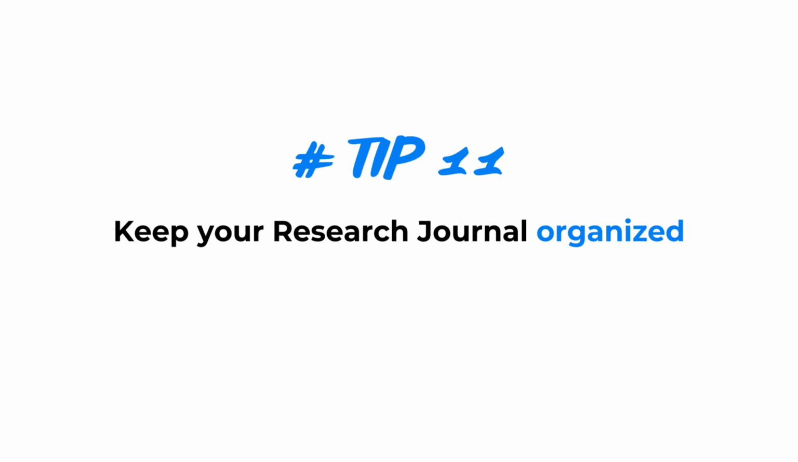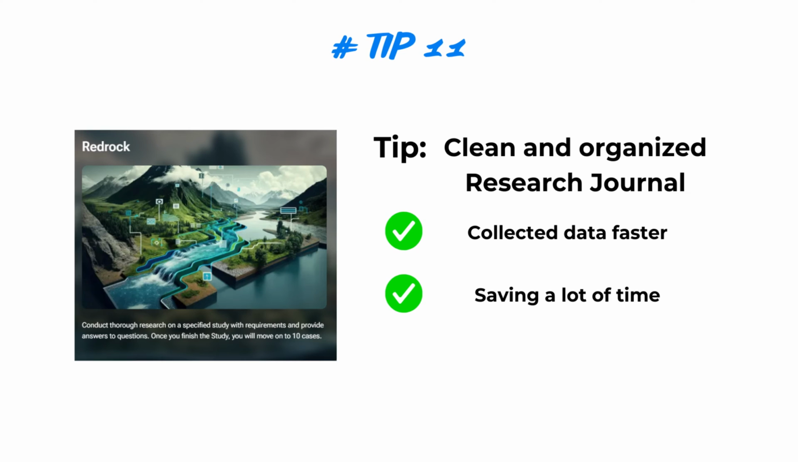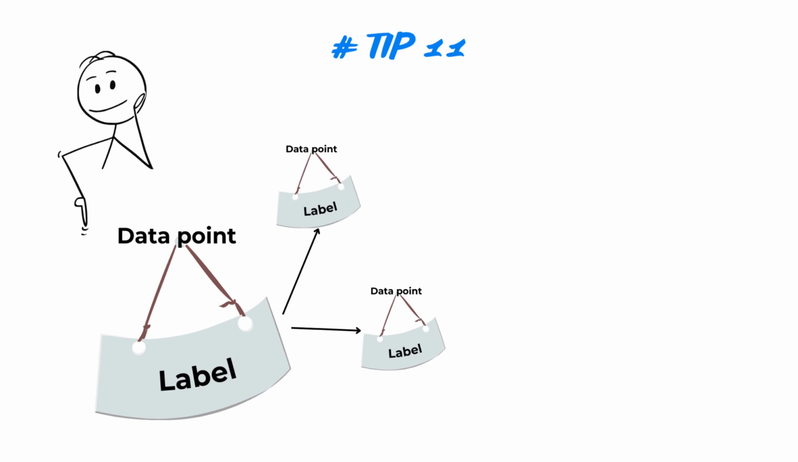Tip number 11. Keep your research journal organized. Another tip for Redrock is to have a clean and organized research journal. This will help you navigate all the collected data faster, saving a lot of time in a time-stressed test. To have a clean and organized journal, you should label each data point and set related data points close to each other to ensure coherence.